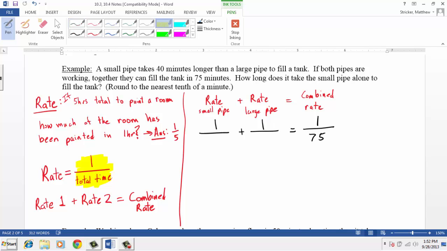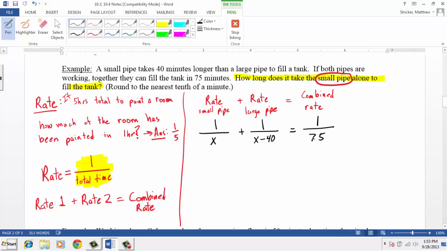So when it says how long does it take the small pipe to fill the tank, we're looking for the time of the small pipe. So I would think it would be best to let x be here. And since the smaller pipe takes 40 minutes longer by itself, then that means the larger pipe's time is not x plus 40, but x minus 40. It's 40 minutes less time than the small pipe. And so this is our equation. It's 1 over time plus 1 over time equals 1 over total time.